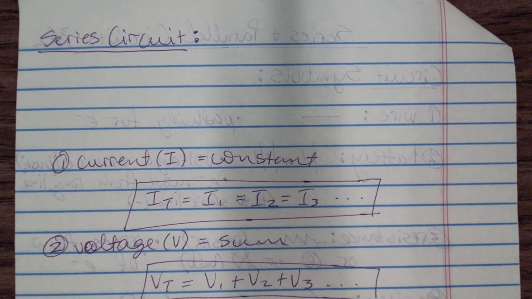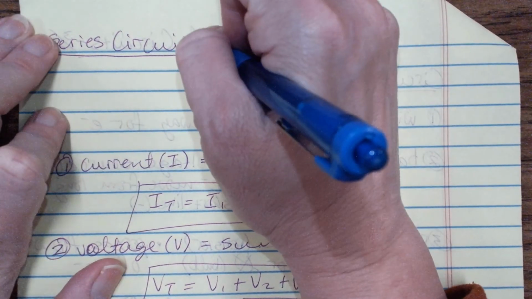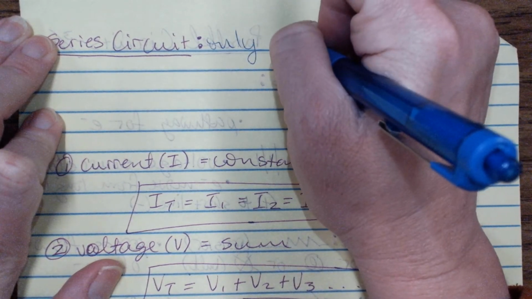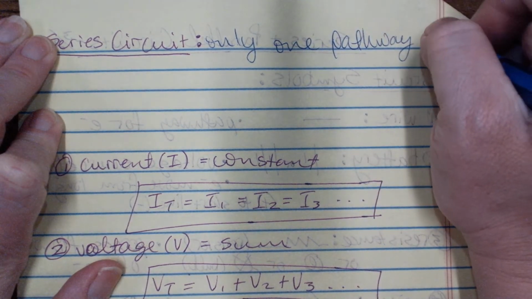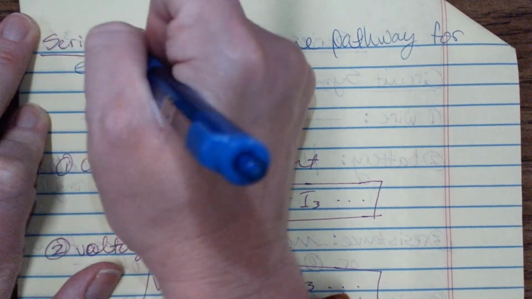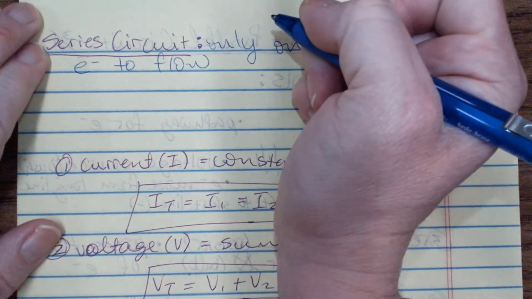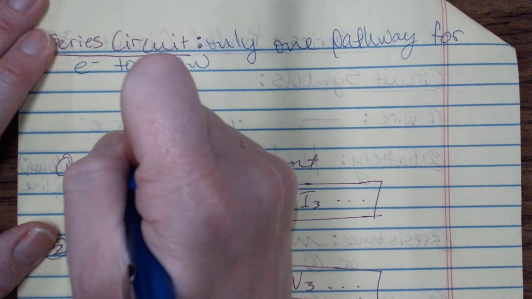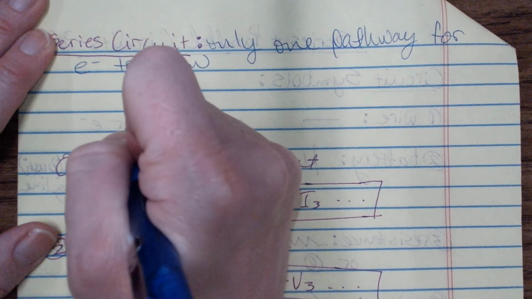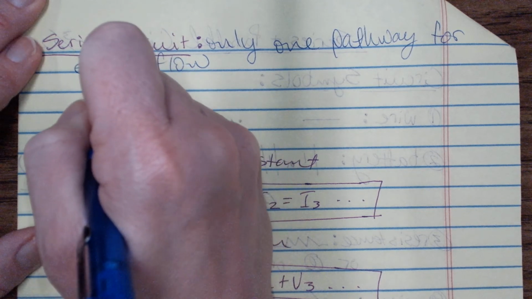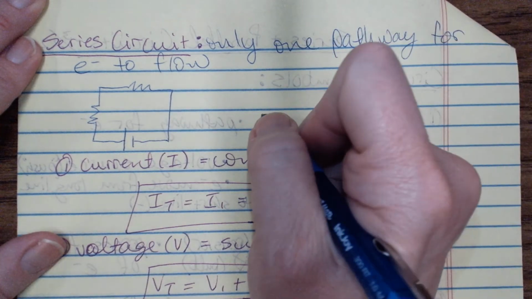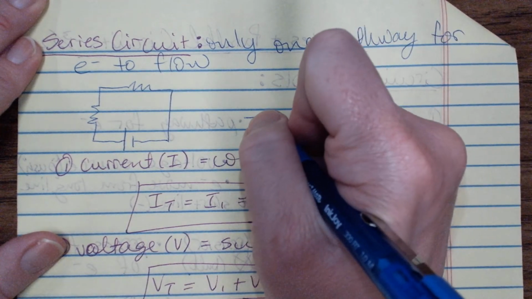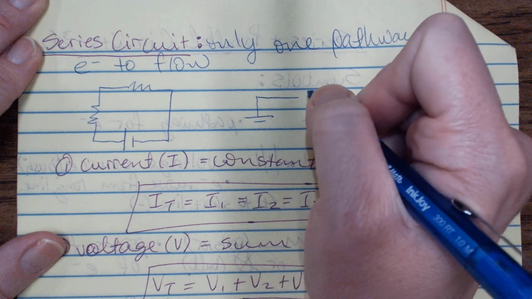All right, so a series circuit has only one pathway for electrons to flow. Okay, and you might see something that has resistors in it. So there's usually a power source, battery, and then you'll have some squiggles, and those are resistors. Or you can have your battery with maybe some light bulbs.